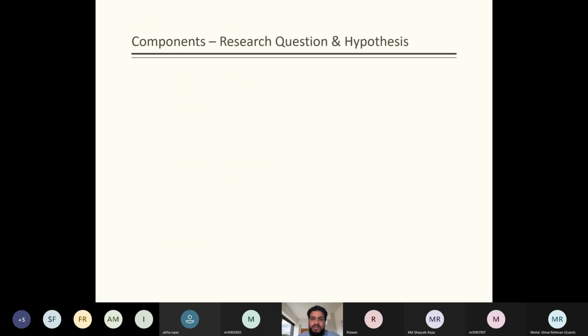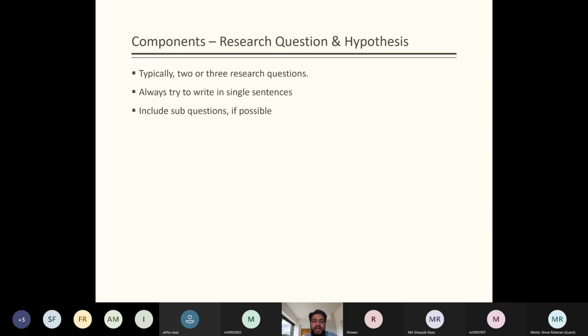Well, I have already talked about research question and hypothesis, but typically there are two or three research questions. You can have more questions, but in that case, try to include them as sub questions, because you don't want to make your studies with lots of questions. That's going to be challenging and may not be feasible during the time of your PhD. So what you can do is make the main two or three questions and then include sub questions if needed. The questions should be written in a single sentence.